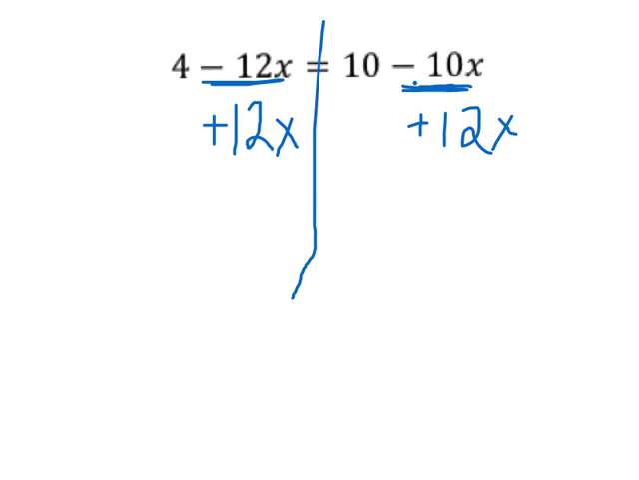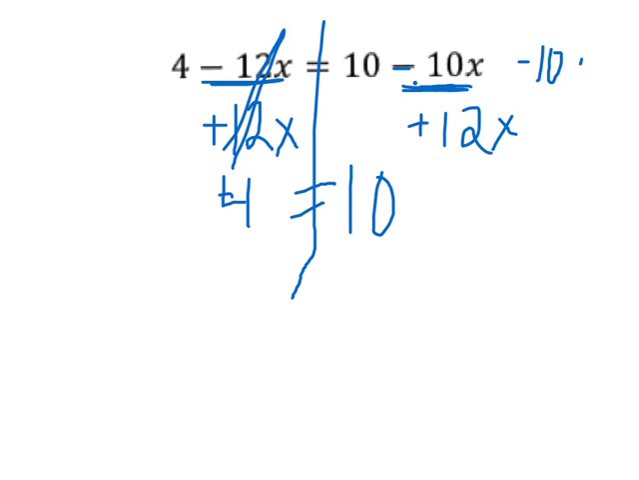So whatever you do to one side, you need to do to the other. This cancels out, becomes 0. We're just left with 4. And on this side, we're left with 10. And we have minus 10 plus 12. So negative 10 plus 12 is what? Positive 2, so plus 2. And don't forget your x. So I have 4 equals 10 plus 2x.